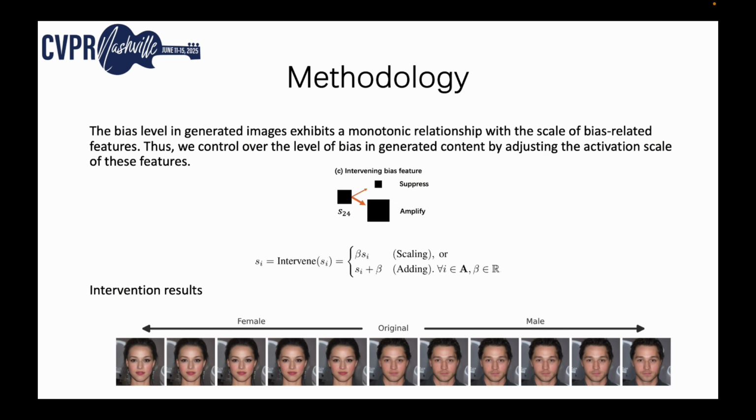Instead of broad edits, we can precisely adjust the activations of these specific features, either by scaling them or adding an offset. This allows us to suppress or amplify the feature's effect, thereby controlling the level of bias in the final generated images, as hinted by the transition from female to male.